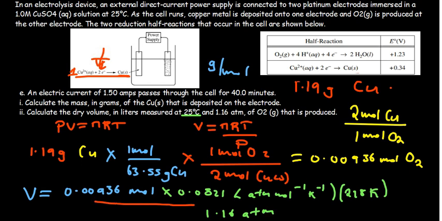So what do we get there? Multiply what is on top and then divide by what's on the bottom. So the volume that we expect to be produced, considering 100% efficiency of the current that was used, we end up with 0.197 liters.